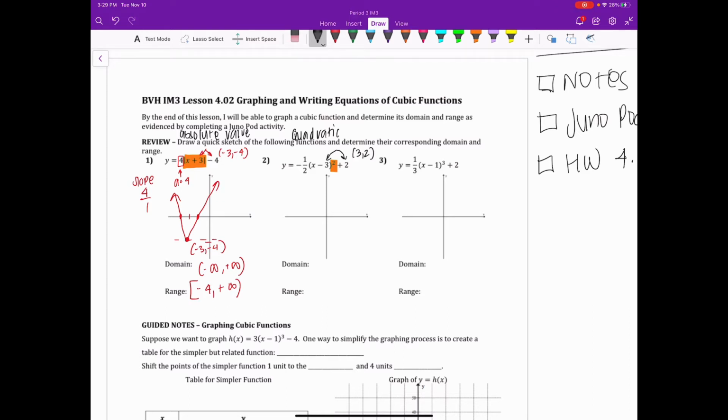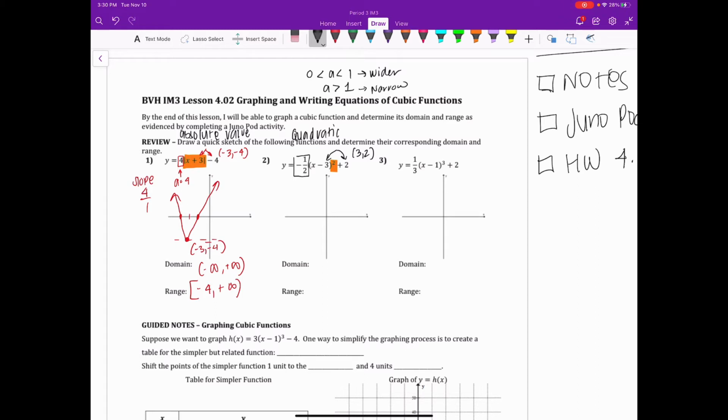And then the a, this is not a slope. What the a tells us is if it's wide or narrow. So if a is in between 0 and 1, your graph will look wider. If a is greater than 1, your graph will be narrow. So because this a is in between 0 and 1, and it's negative, it's going to flip over.